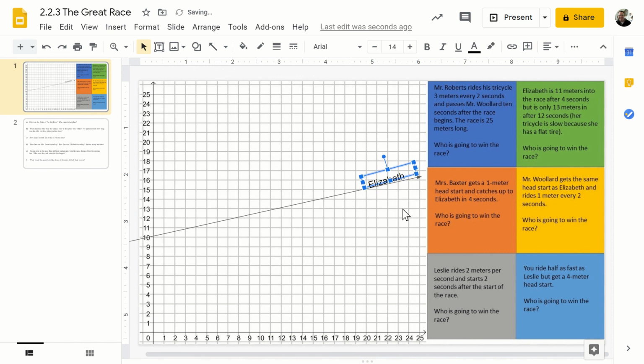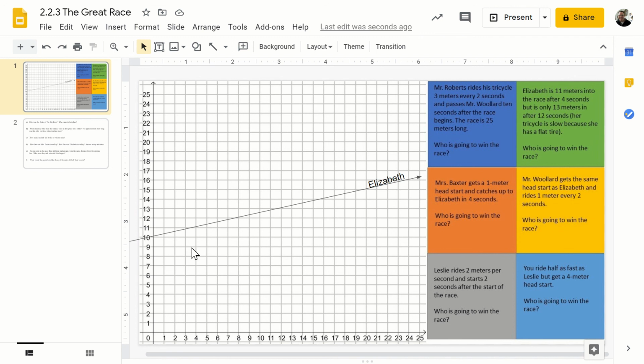Now it turns out that I need this information to deal with Mr. Woolard, because I know that Mr. Woolard is going to get the same head start as Elizabeth. So I can see it looks like it's at 10. So he's going to get a 10-meter head start as well. That's telling me the y-intercept of both of these racers. And then also his slope is going to be 1 meter every 2 seconds. So it's going to go up 1 over 2, up 1 over 2, etc. So we've got him dialed in.